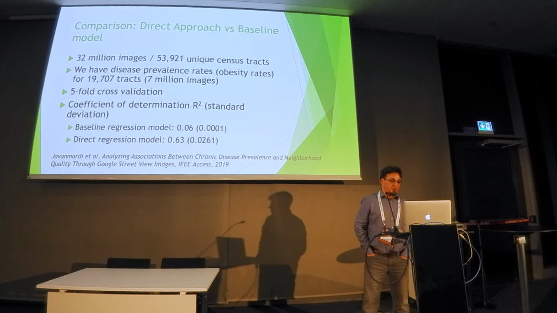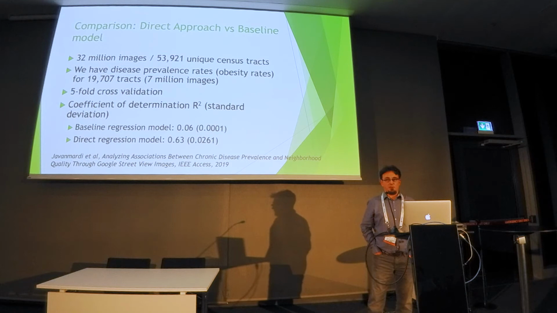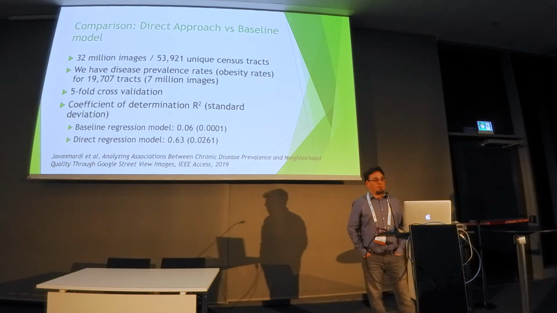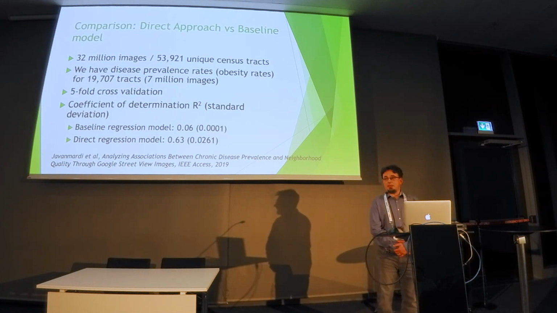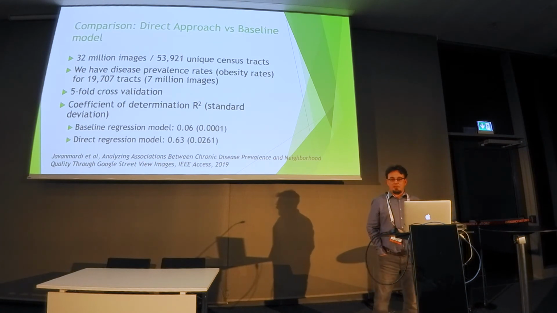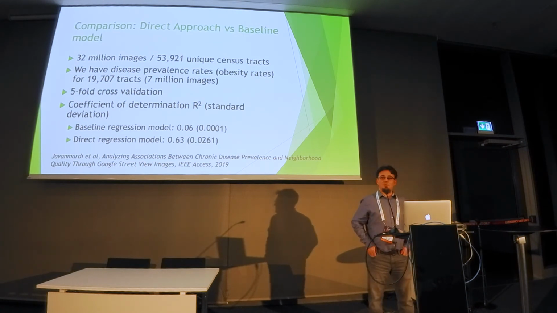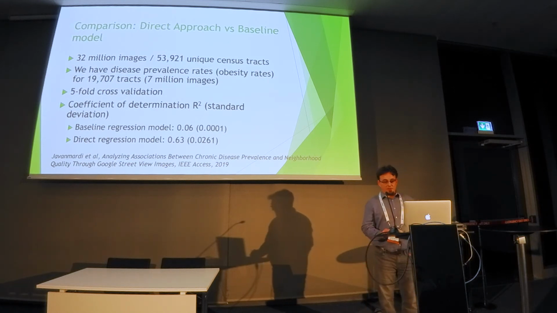So we do 5-fold cross-validation on this data set using the coefficient of determination, the goodness of fit, to compare them. And what we see is that this direct regression model, which goes from the images to the disease prevalence rate, the black box model, if you will, does significantly better than the baseline regression model. Perhaps that's not surprising, because that's the whole promise of deep learning, where you don't try to design features yourself, but let the model learn. And if you have sufficient data, that's supposed to work well. So this is just another confirmation of that.